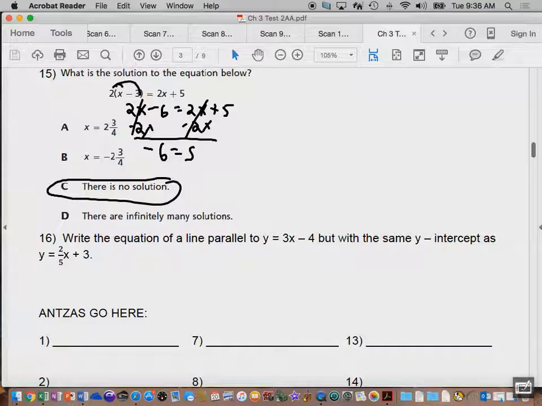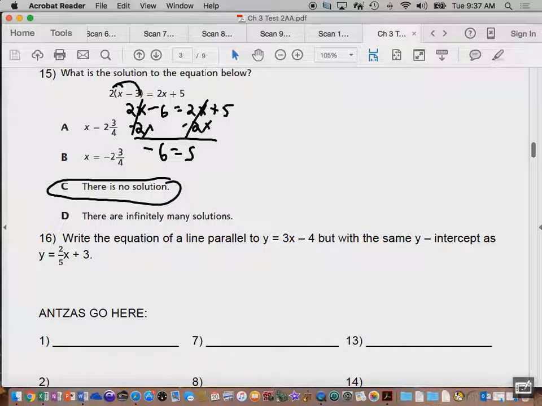Write the equation of the line that's parallel to the first line, but the same y-intercept as the second. What do you know about parallel lines and slopes? We should know this, guys. Come on. Parallel lines and slopes. They have the same slope.